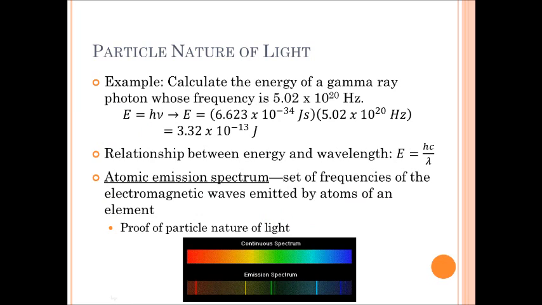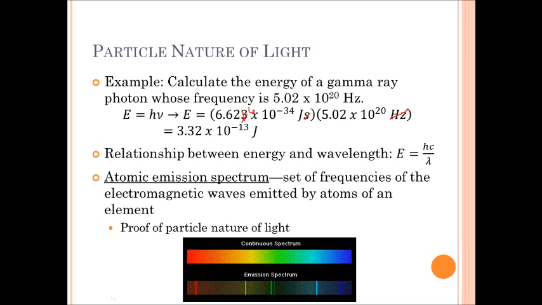Now, let's use this equation to actually solve a math problem. Calculate the energy of a gamma ray photon whose frequency is 5.02 times 10 to the 20th hertz. So this is very, very straightforward. We know what Planck's constant is, which is 6.626 times 10 to the negative 34th, times 5.02 times 10 to the 20th. We multiply these together, the hertz and the seconds cancel, and we end up with 3.32 times 10 to the negative 13th joules. And joules is a measure of energy.